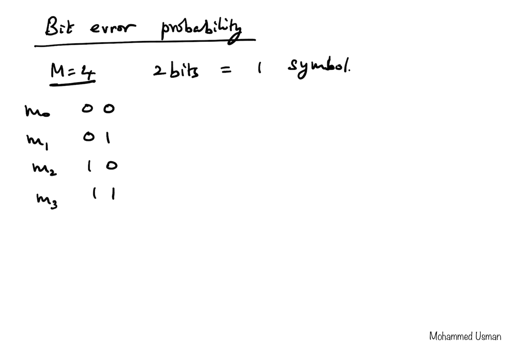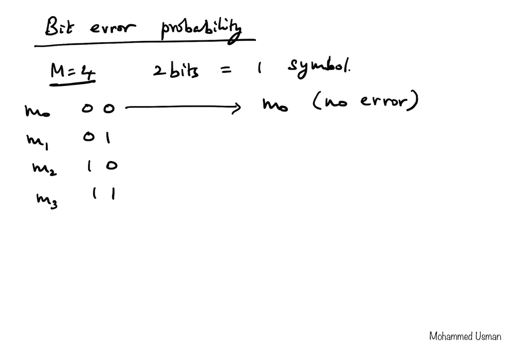Okay, let's name these M0 to M3. Suppose I transmit M0, and if I receive M0, that means no error. We transmitted M0, which is 0 0, and we received M0, which is also 0 0. So therefore, there is no error.